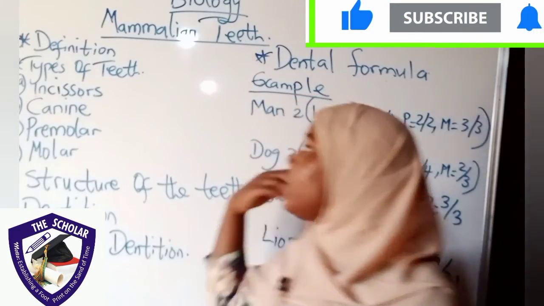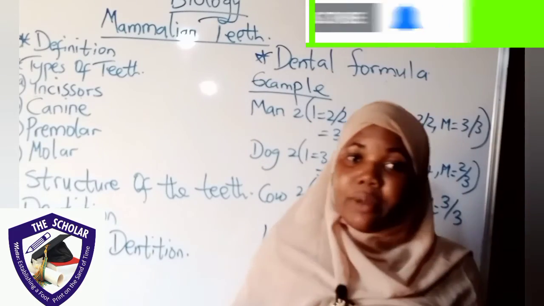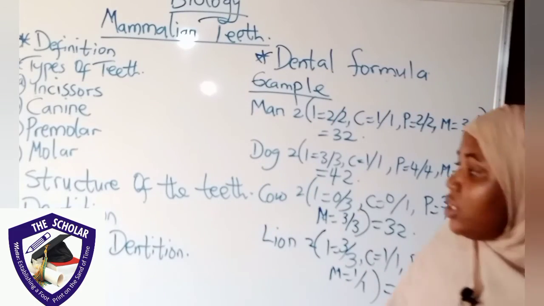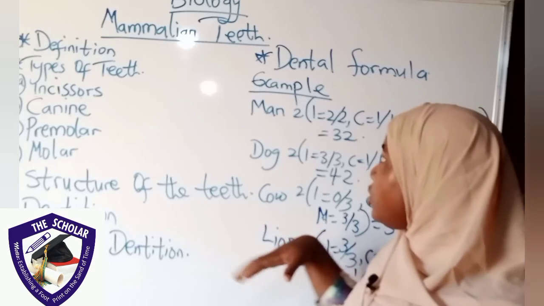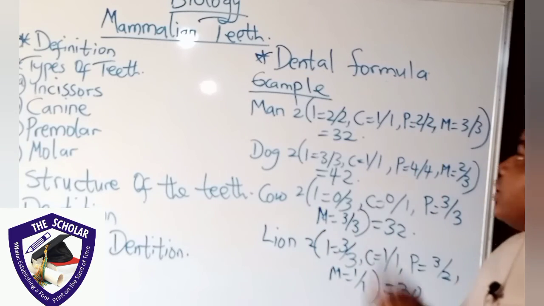From the beginning, we looked at the definitions of mammalian teeth, we looked at the types and their uses, we looked at the structure of the teeth, we looked at dentition, we looked at dental formula.